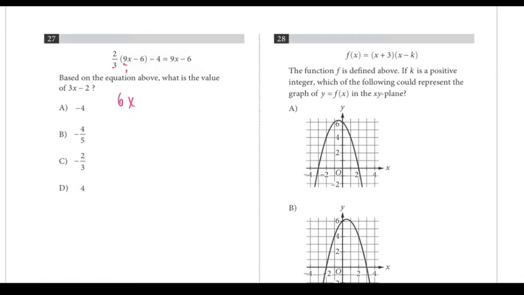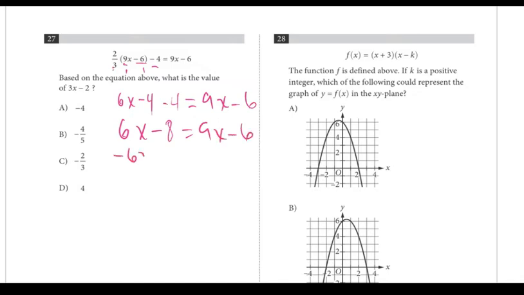Then we multiply the 2/3 times the -6. We'll put that over 1 because we're just basically multiplying 2/3 times -6 over 1. 3 goes into -6 -2 times, and -2 times 2 is -4. Then we have -4. That equals 9x minus 6. Now we just combine like terms here. 6x minus 8 equals 9x minus 6.